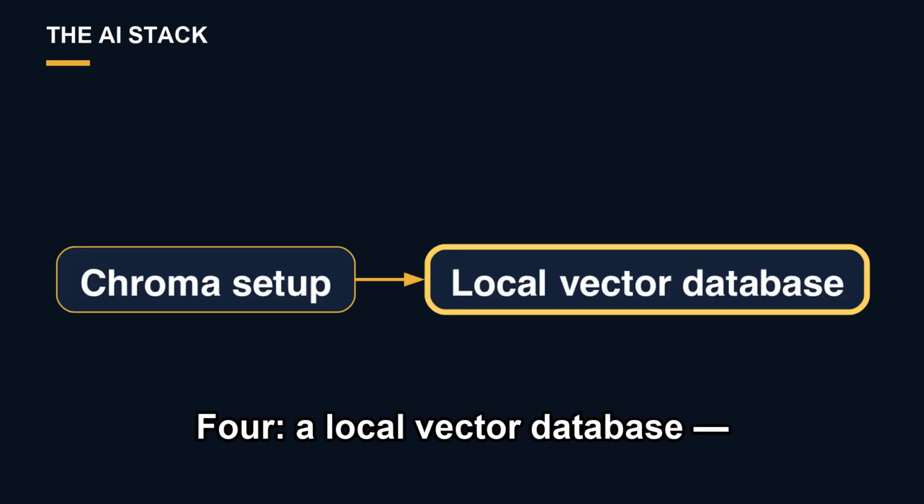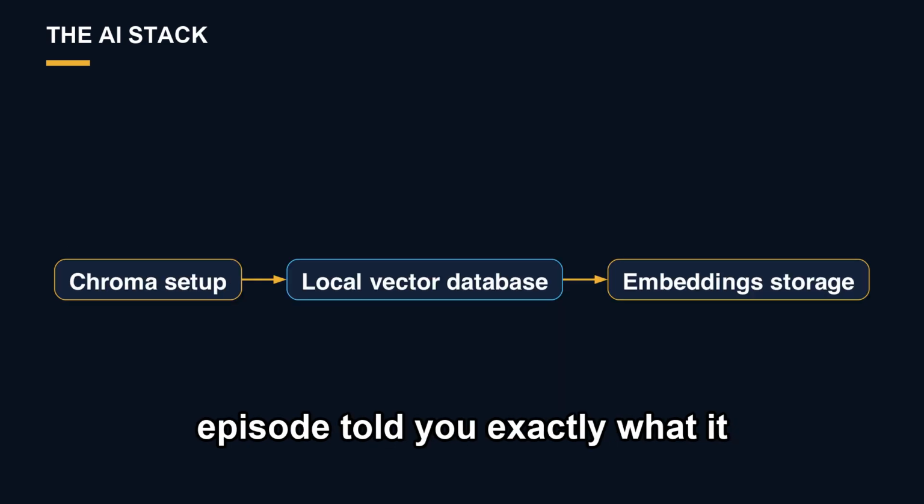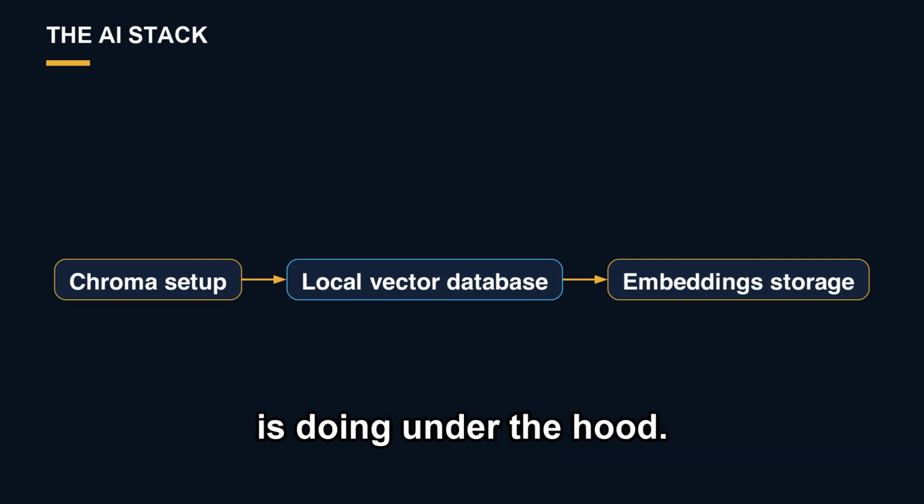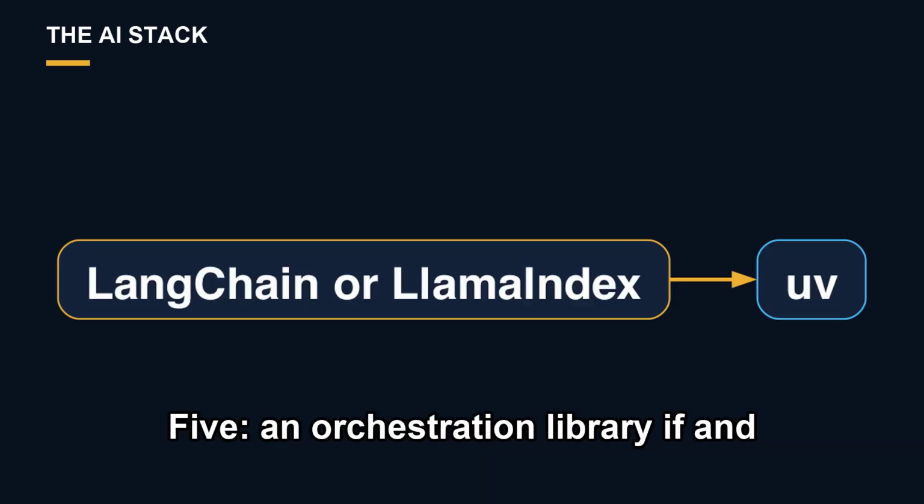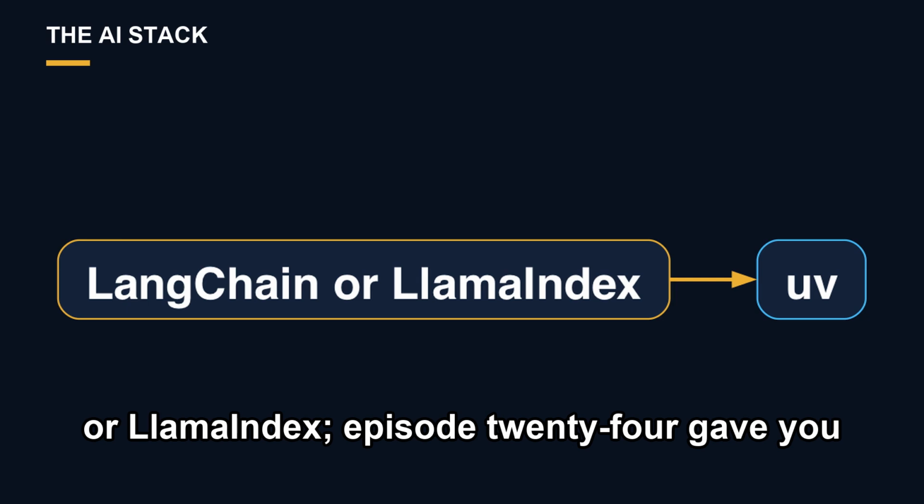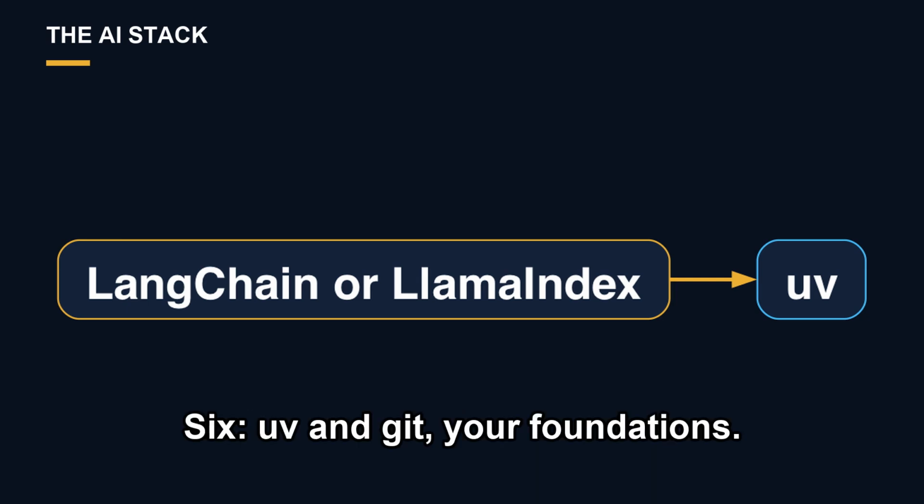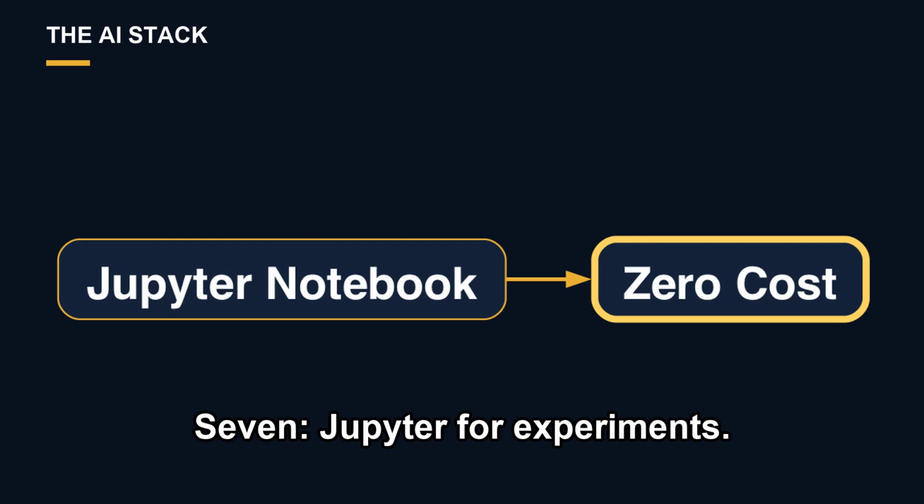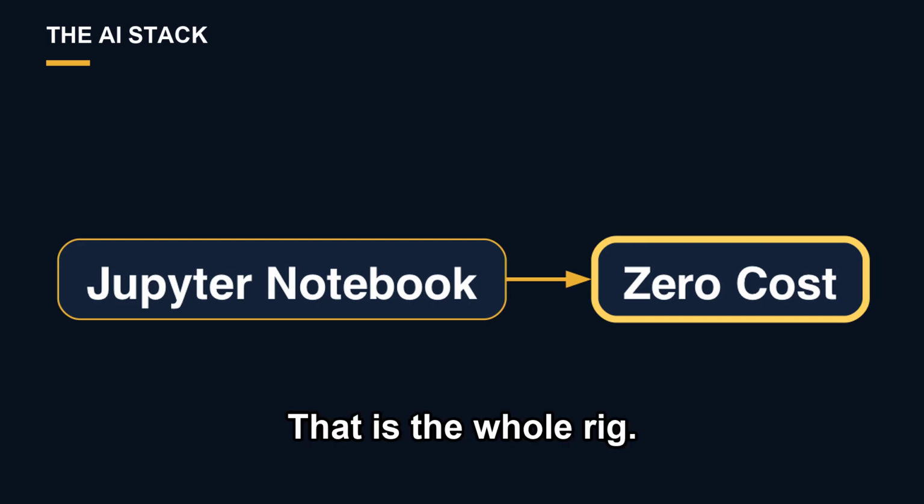4. A local vector database. Chroma is the classic starter, one install, no server, and the vector database episode told you exactly what it is doing under the hood. 5. An orchestration library if and when you want: LangChain or LlamaIndex. Episode 24 gave you the honest when to use it. 6. uv and Git, your foundations. 7. Jupyter for experiments. That is the whole rig.